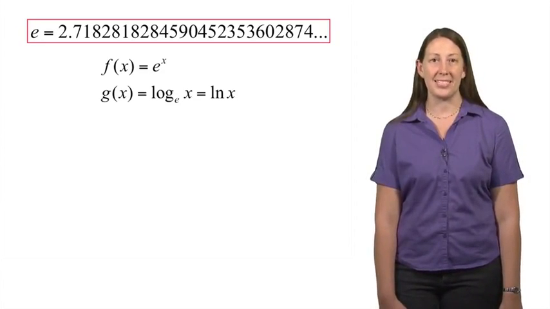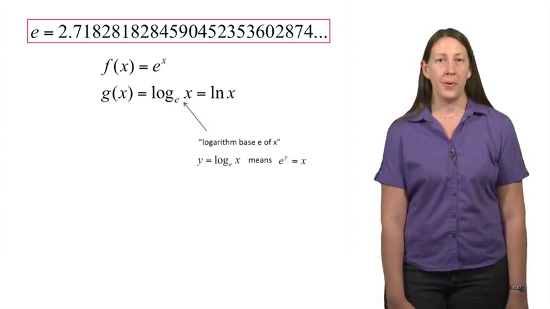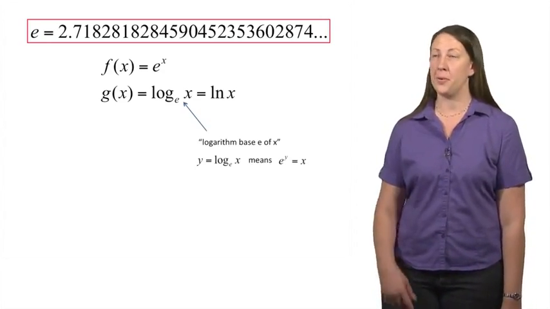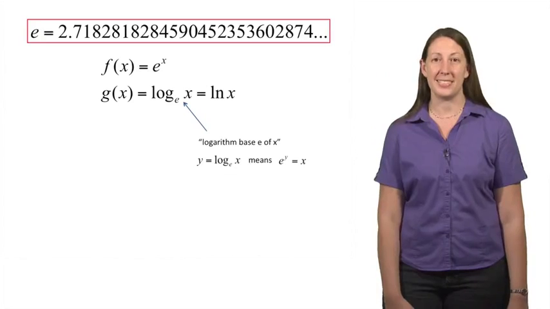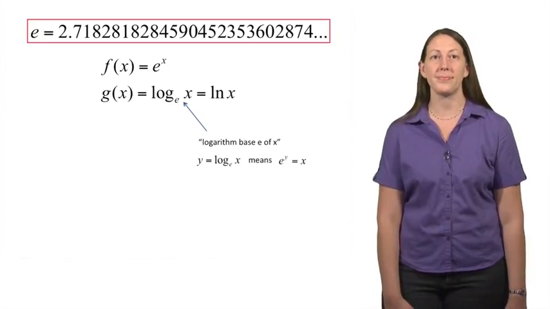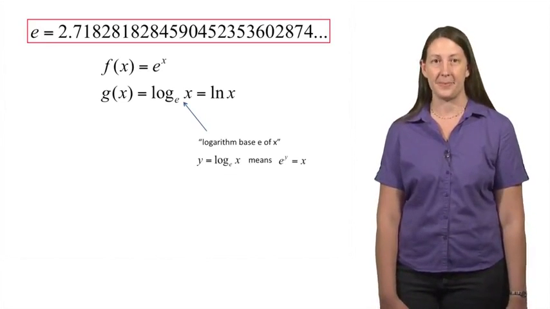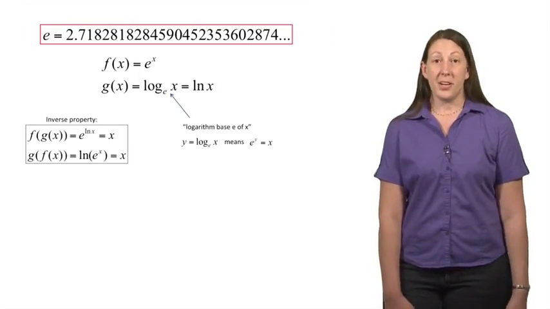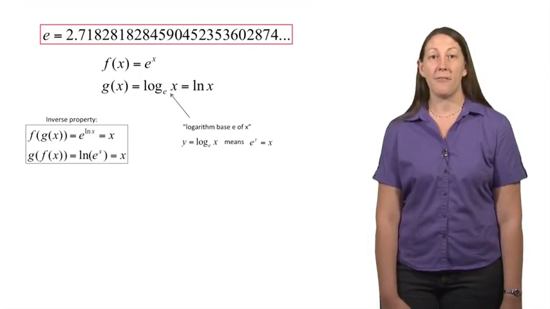We also denote this as ln. The ln stands for natural logarithm, or it's a special logarithm function where the base is e. The base is that little number written as a subscript of the logarithm. We read this as log base e of x. These two functions are very closely related to each other. Namely, they're inverse functions for each other.